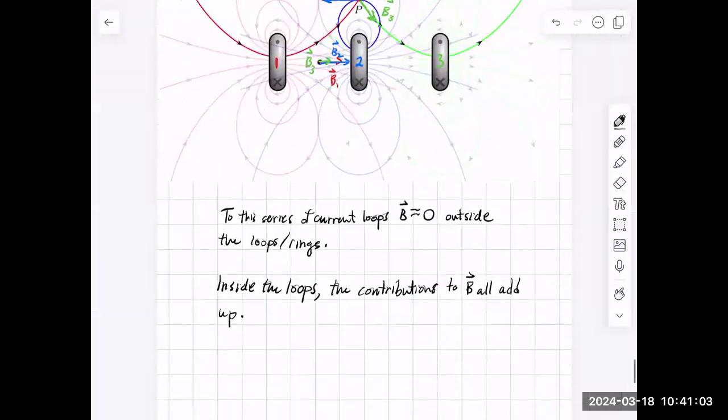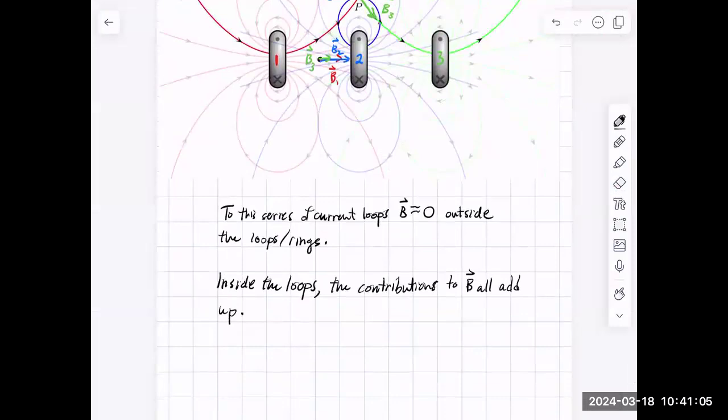Now, in practice, if you were to build something like this, you wouldn't take a bunch of individual loops and place them side by side, maybe connecting a battery to each of them. Instead, what you could do is wind a continuous coil of wire. So to mimic this situation, we can wind a coil of wire.